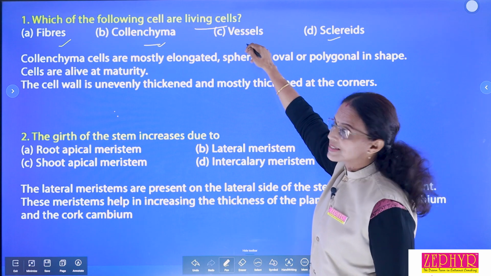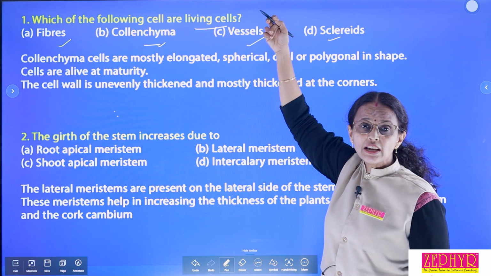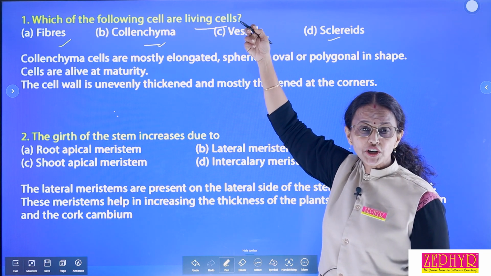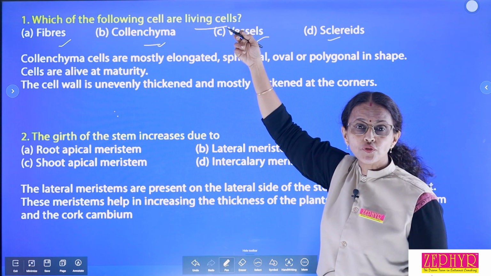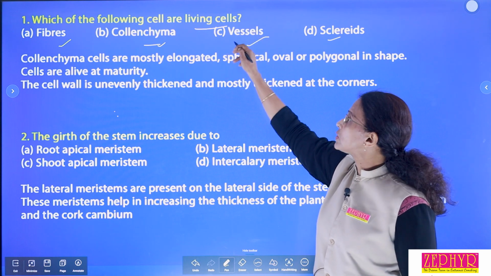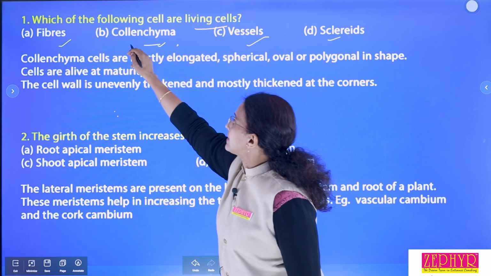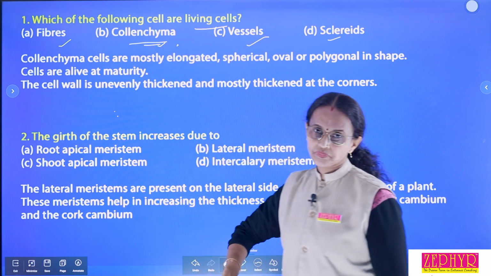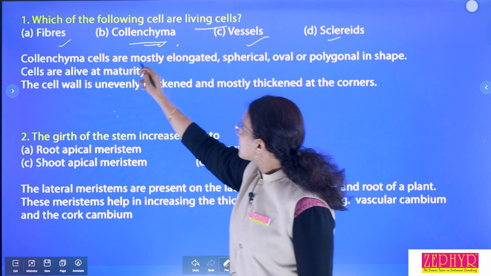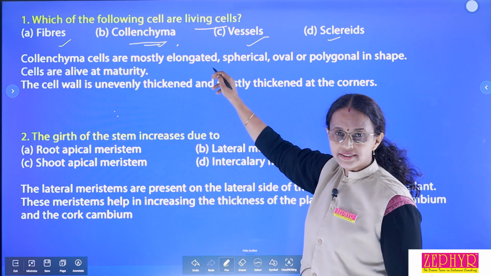Then third is vessel. You know that xylem vessel. The function of xylem vessel is transportation of water and minerals. This is also a dead cell. So the correct answer is collenchyma. Look, collenchyma cells are mostly elongated.